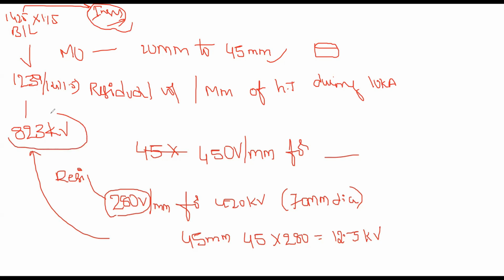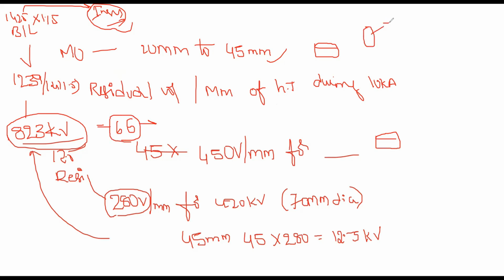So to maintain this lightning impulse protection level of my lightning arrestor, I divide this by 12.5, which results in 66, 65. So 66 of these 45 mm, 70 mm dia metal oxide blocks are required for a 420 kV system.